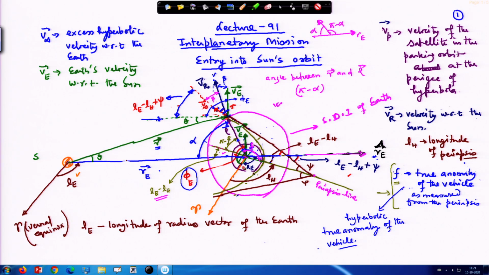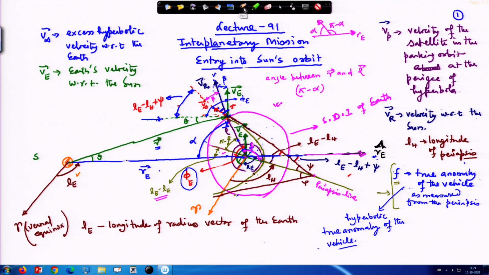Welcome to lecture 91. We discussed last time the interplanetary transfer. In that context, we looked into how the Hohmann transfer takes a vehicle from one planet to another planet. Thereafter, we also looked into how we have to get out of the sphere of influence, what we call SOI, of Earth. We need to get out of that, and getting out requires a certain velocity to be given at the perigee.